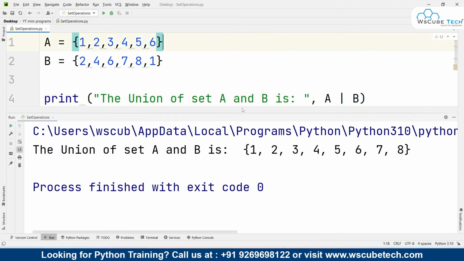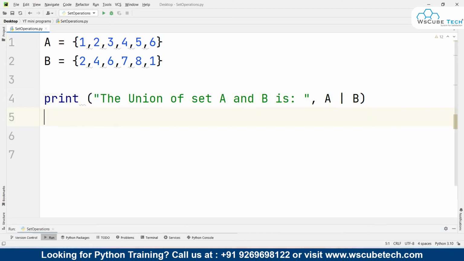As soon as I run it, I'll get the output. The union of set A and B is 1, 2, 3, 4, 5, 6, 7 and 8. That means the common elements come only one time, and all the elements of set A and set B are coming over here. Similarly, let's talk about intersection.